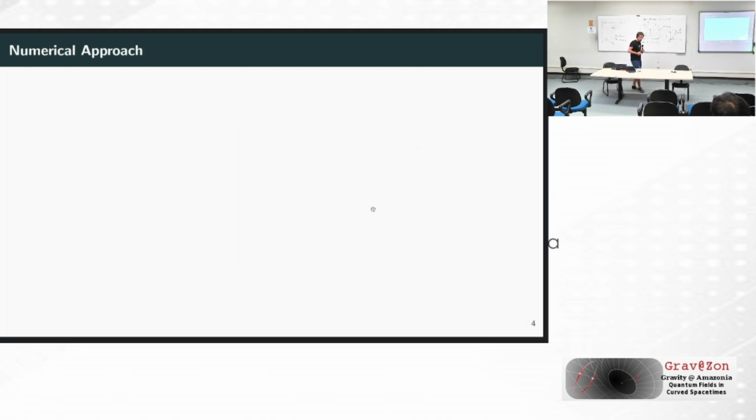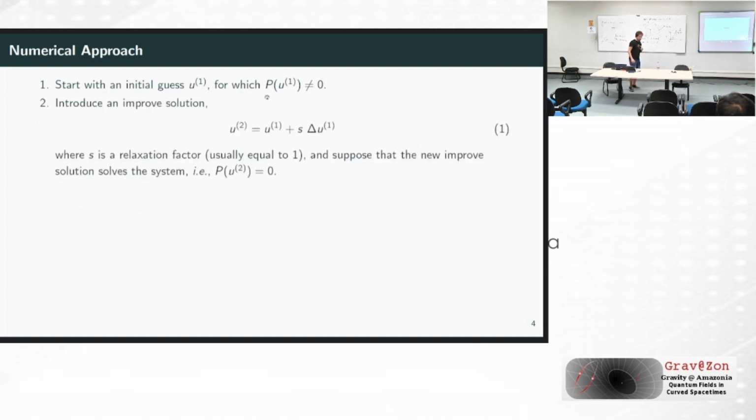So how does the solver itself work? You start, as I said, with an initial guess, this U1, for which the solution does not solve the system of equations. It's not equal to 0, but it cannot be very far from 0, so it has to be a good initial guess. Then you introduce a new improved solution in this way. You start with the initial guess, and then you add some shifts, some variation to the solution, and you call this the new improved solution.